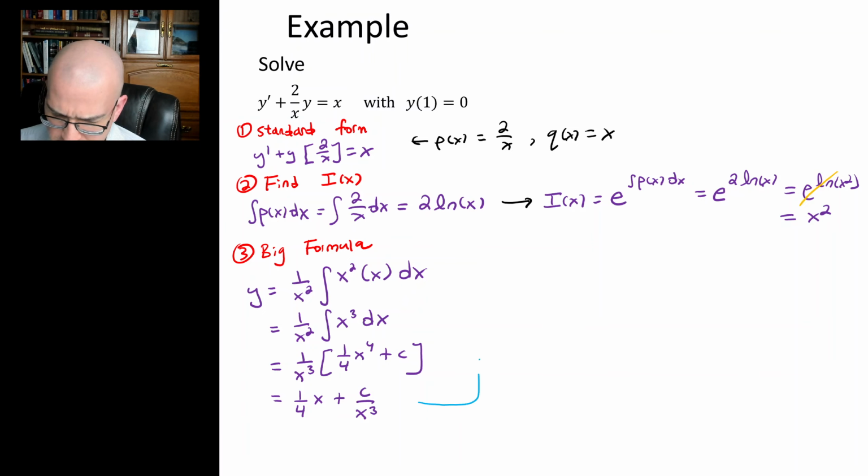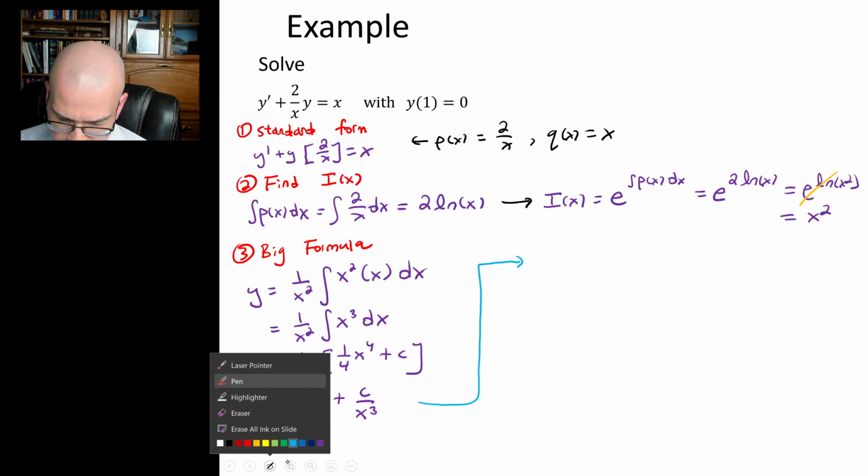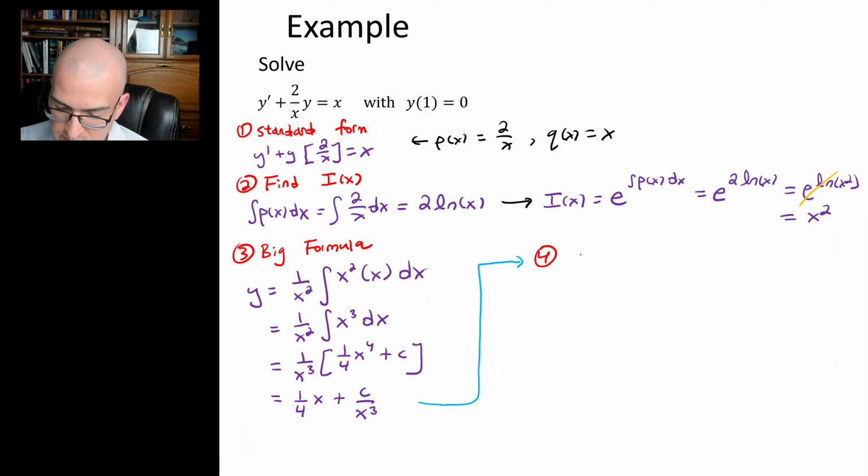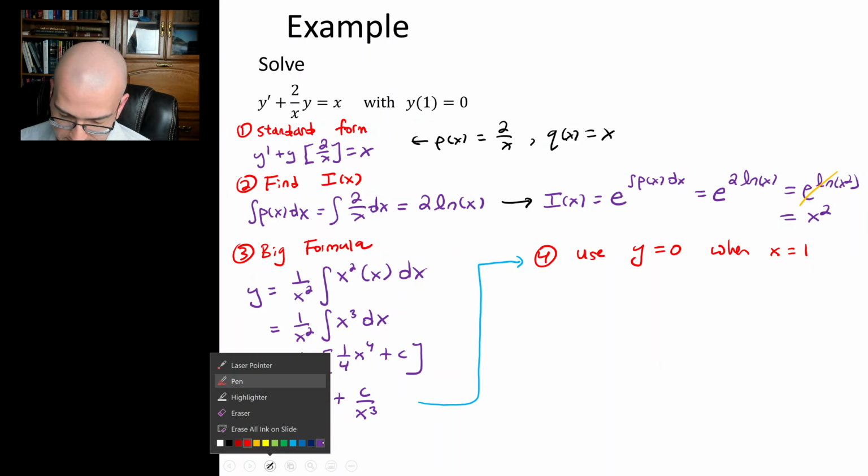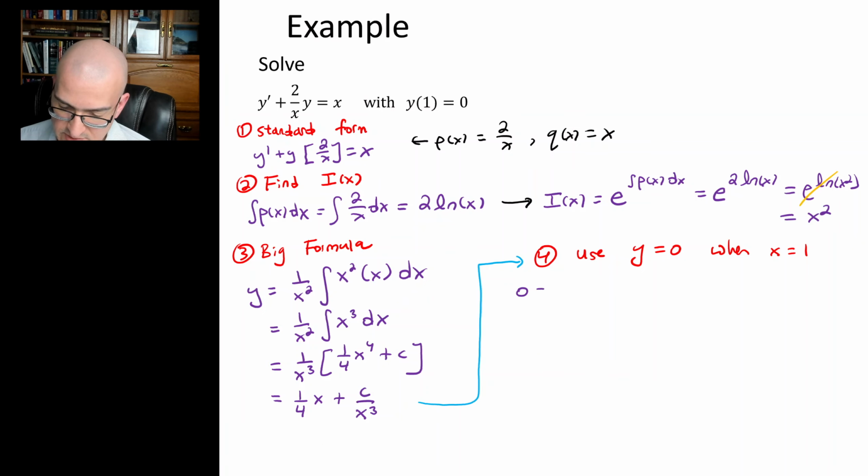Getting some deja vu here. This looks like something we already did. It's okay. Keep going. Step 4. We'll use y equals 0 when x is equal to 1 to find c. So 0 is equal to 1 over 4 times 1 plus c over 1 to the power of 3. So 0 is equal to 1 over 4 plus c, which means c is minus 1 over 4.